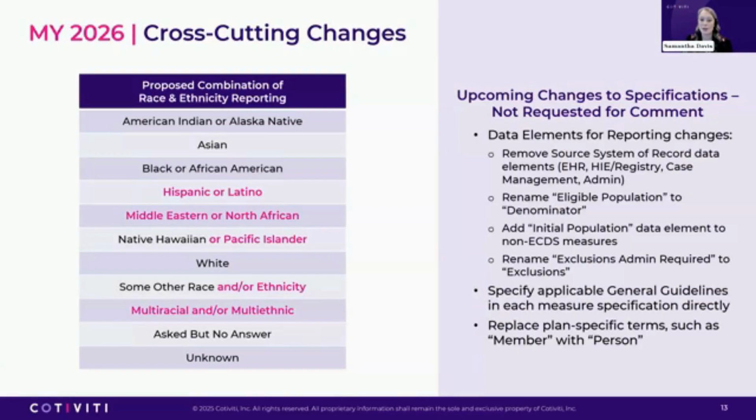The existing ethnicity reporting table would be removed, and the Hispanic or Latino ethnicity option would be added to the race table. The white race would be split out, moving the Middle Eastern or North African races into their own separate reporting option from white. They plan to remove the word other from the Native Hawaiian or Pacific Islander race. The some other race option will now include and or ethnicity, and the two or more races option would be renamed to multiracial and or multi-ethnic.